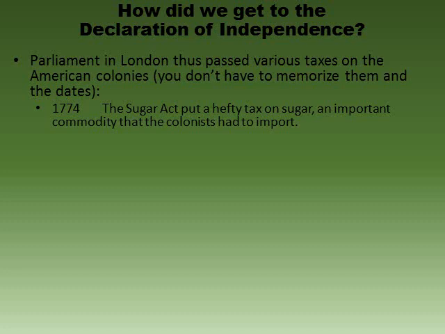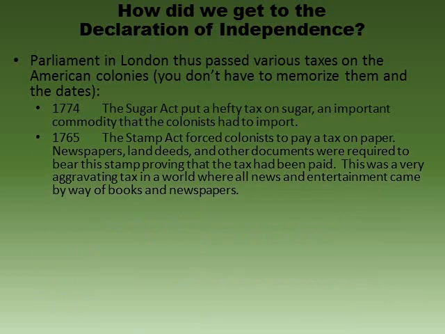And the colonists had to import all their sugar. They couldn't grow their own, and so they had to pay this tax on it, which made their lives a little bit more difficult. In 1765, the Stamp Act forced colonists to pay a tax basically on paper. And in those days, we didn't have Kindles or tablets or anything, so everything was on paper: newspapers, land deeds, official documents that you had to file with the government, things like that. You had to pay this tax, and you got a stamp on it proving that the tax had been paid.